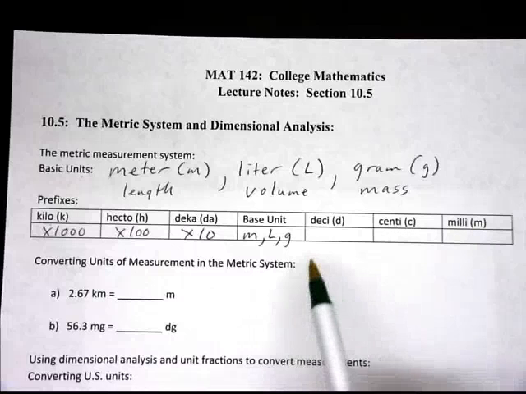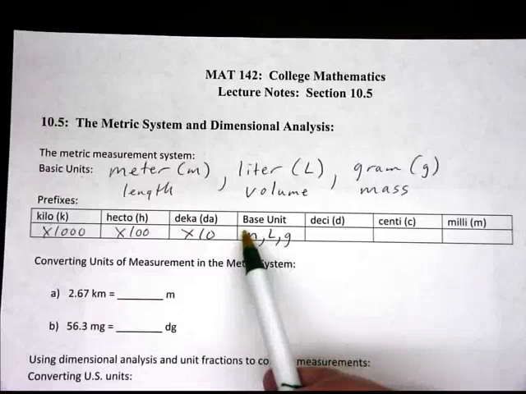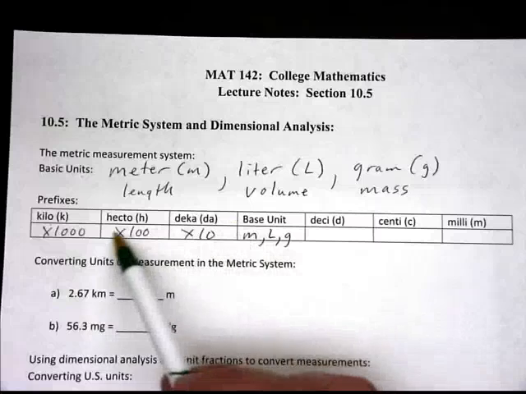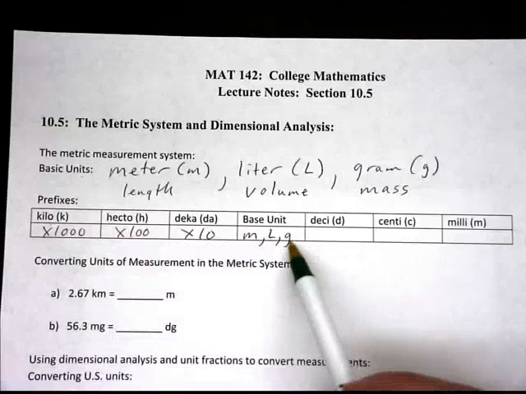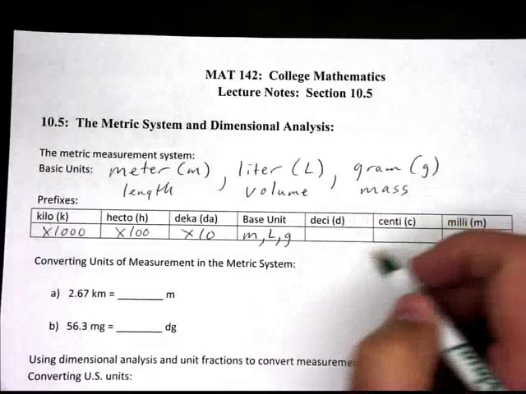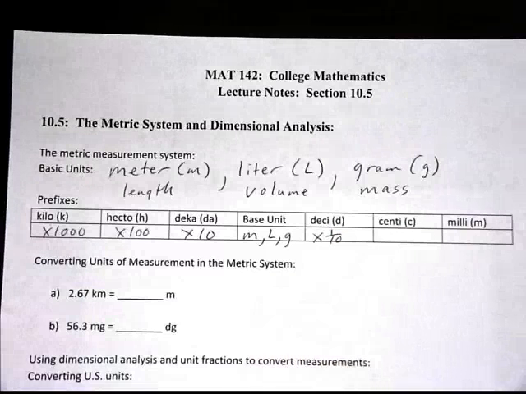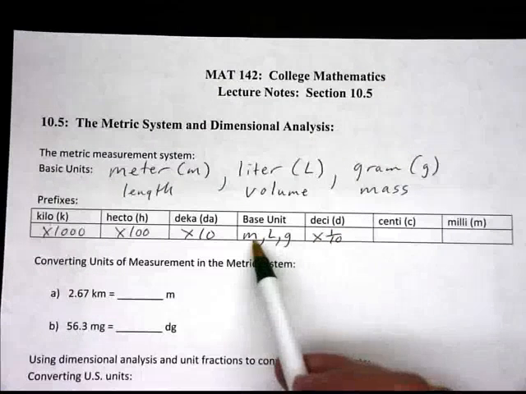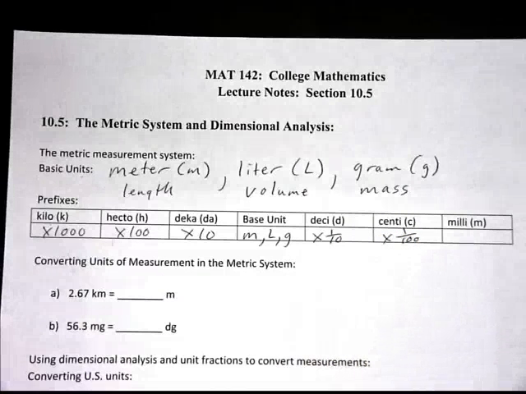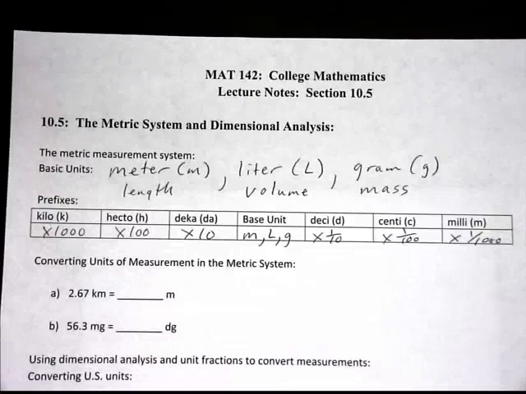When you go to this side, you're going to make the units smaller. All right. So instead of making the units bigger, like if we had feet, instead of going to miles, we're going to use kilo in front. And instead of going from feet to something smaller like inches, we're going to use things like deci, centi, and milli. Deci means 1/10 of a unit. All right, so 1 decimeter is 1/10 of a meter. Centi is 1/100th of the unit, and milli is 1/1000th of the unit.